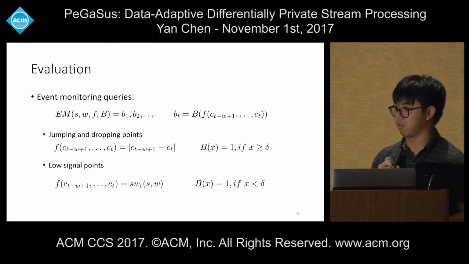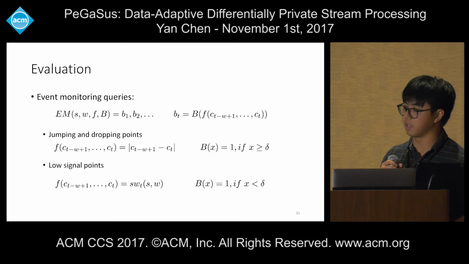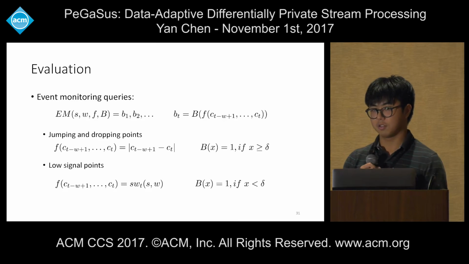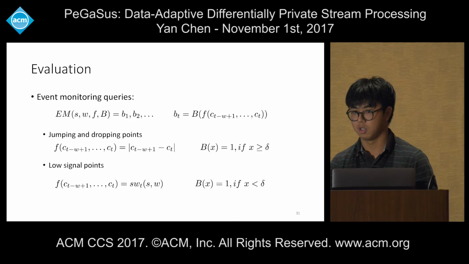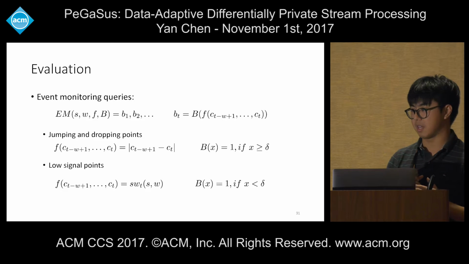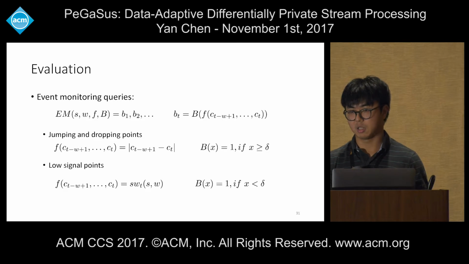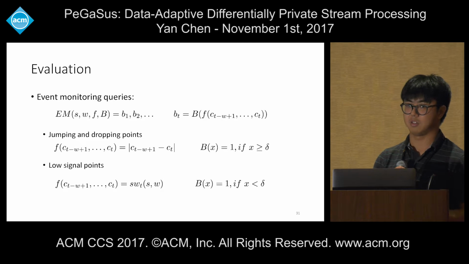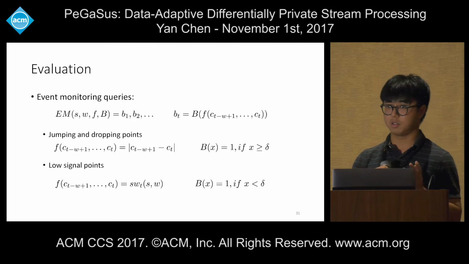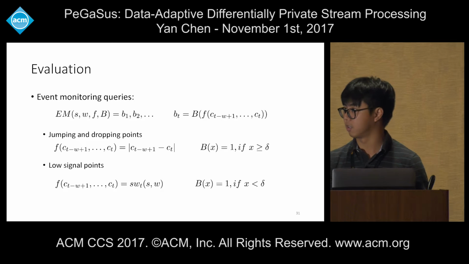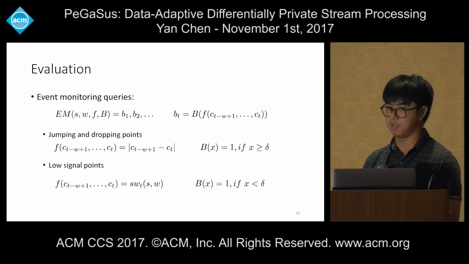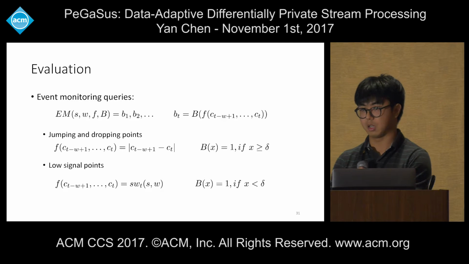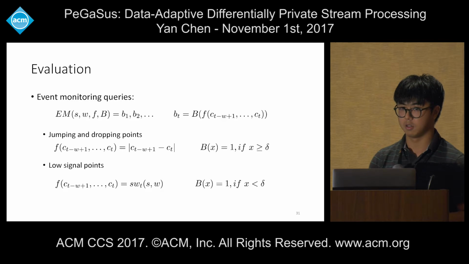We also evaluate our result in terms of event monitoring queries. The answers to the event monitoring queries can be represented as a sequence of 0, 1 bits. The bit b_t equal to 1 means that the event happens at time t, and the bit b_t equal to 0 means that the event does not happen at time t. We consider two interesting patterns in our work. One is to detect jumping and dropping points. A jumping or dropping point happens at time t if the difference between the count at time t and the count W times before is greater than the threshold delta.